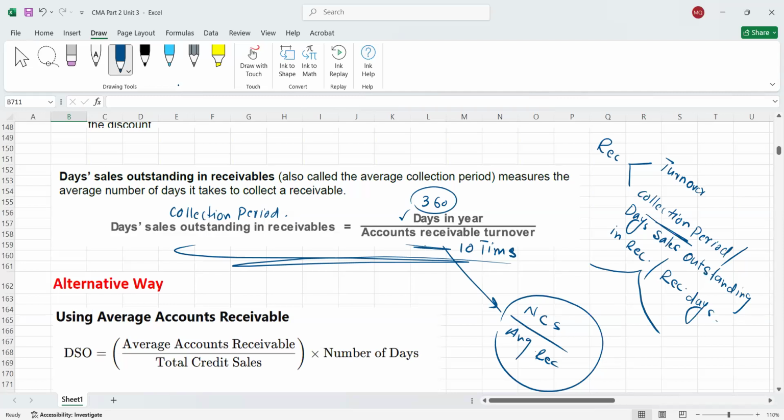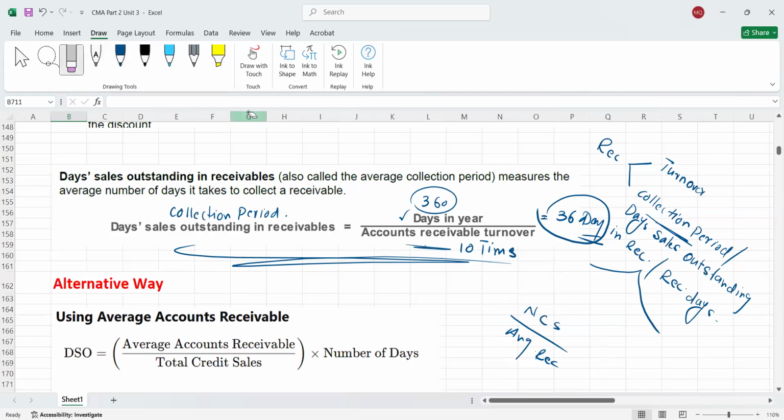So the answer would be 36 days. Okay, 36 days. So what does 36 days mean? They are showing that the customers are paying on average after 36 days, or customers are taking 36 days to settle their payments. So this is the first way to calculate the days sales outstanding in receivables, which is also called collection period, which is also called receivable days.